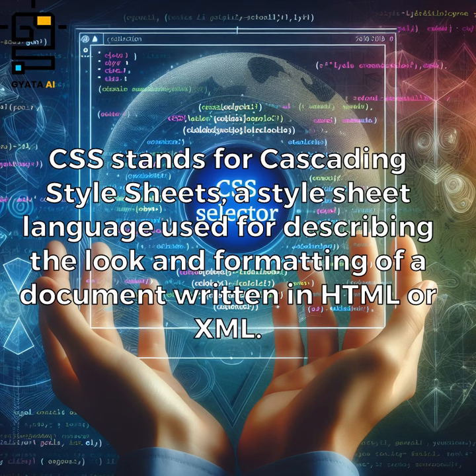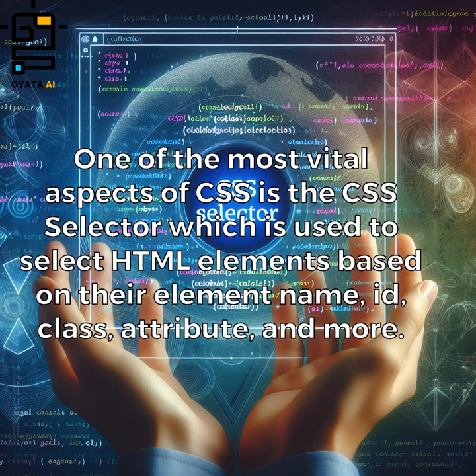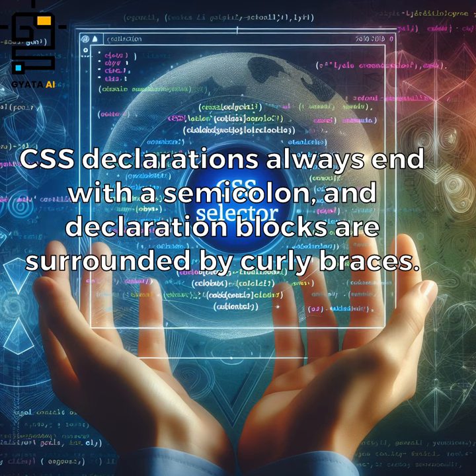Introduction. CSS stands for Cascading Style Sheets, a style sheet language used for describing the look and formatting of a document written in HTML or XML. One of the most vital aspects of CSS is the CSS Selector, which is used to select HTML elements based on their element name, ID, class, attribute, and more. CSS declarations always end with a semicolon, and declaration blocks are surrounded by curly braces.